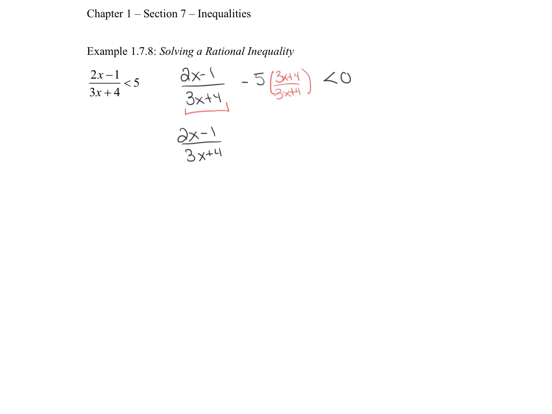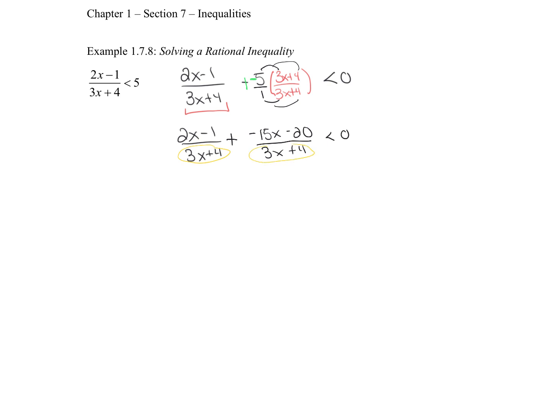Remember my warning. You should just add the opposite up front. Distribute that negative in so that we don't mess up and drop the negative. Plus, distribute into the numerator, because this is like 5 over 1, so the 1 would go to the denominator. So you get -15x minus 20 over 3x plus 4 is less than 0.